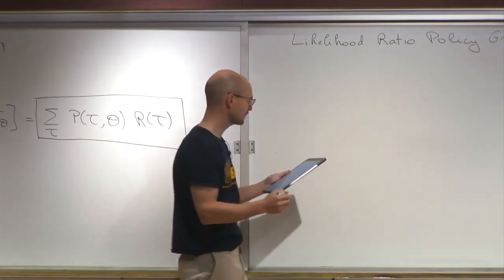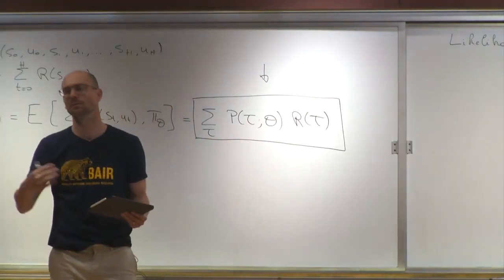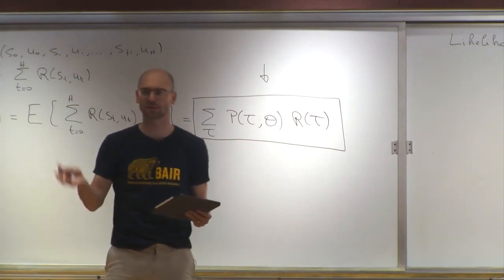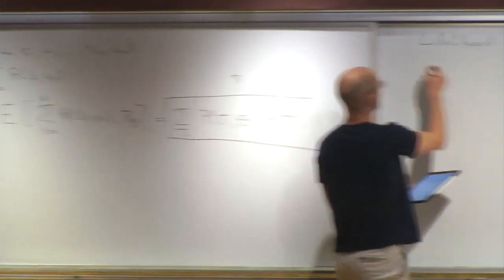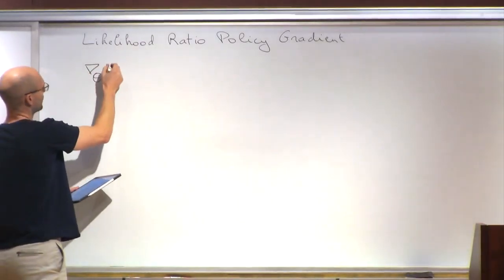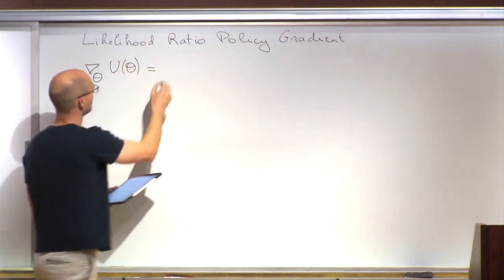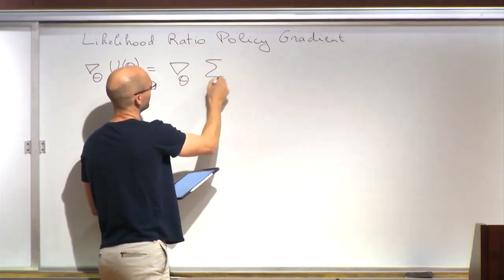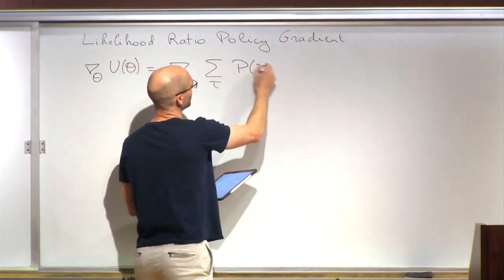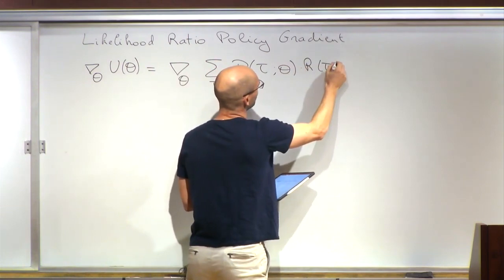So again, this is our objective. We really try to optimize with respect to theta. And as we know, often we can't do it in closed form. So we'll use a gradient with respect to theta to do an update and repeat. All right, so what's the gradient here? Gradient with respect to theta of U of theta is equal to gradient with respect to theta of the sum over tau of the probability of trajectory tau under theta times R of tau.